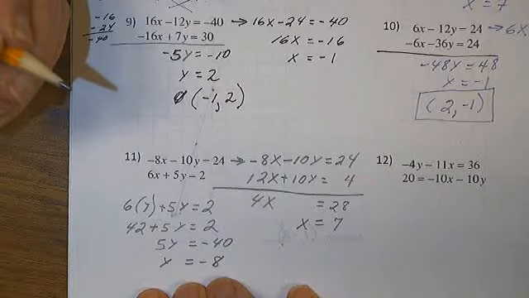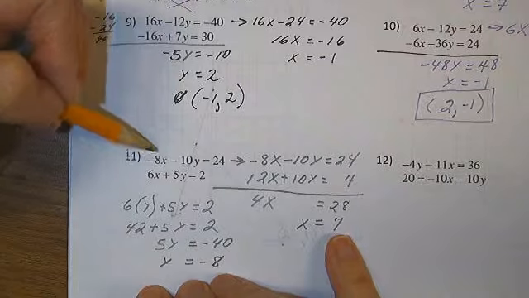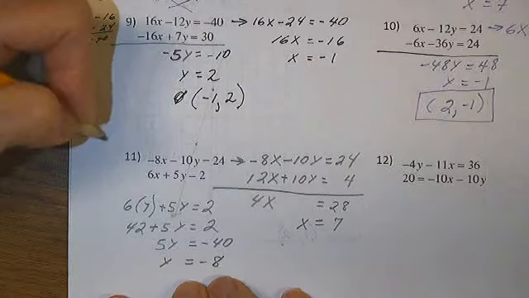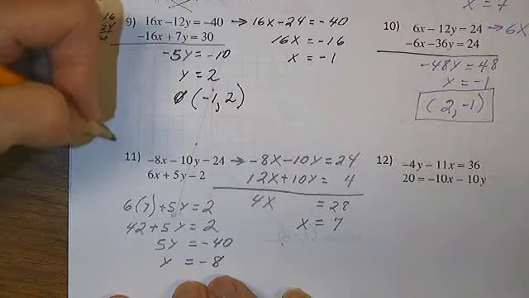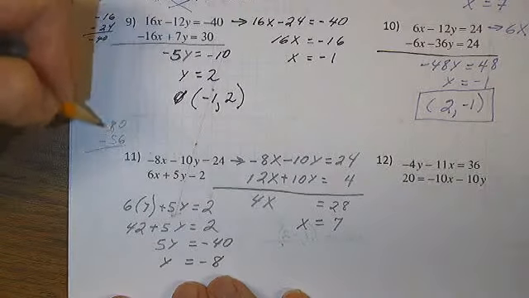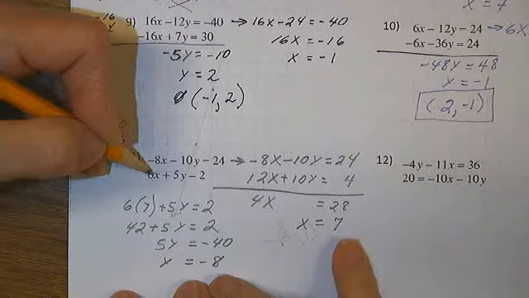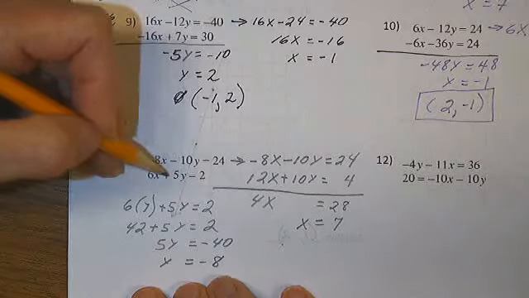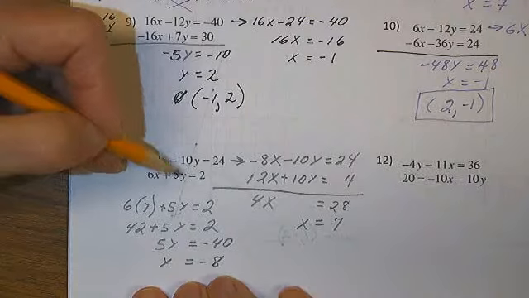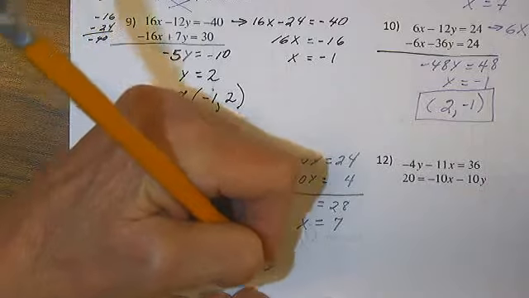Am I sure I'm correct? Well, don't know. Negative 8 times 7 is negative 56 plus 80. Is that equal to 24? Negative 56 plus 80, that is 24. 6 times 7 is 42, minus 40 equals 2. 42 minus 40 is equal to 2. So we're right and we can prove it. The ordered pair is 7, negative 8.